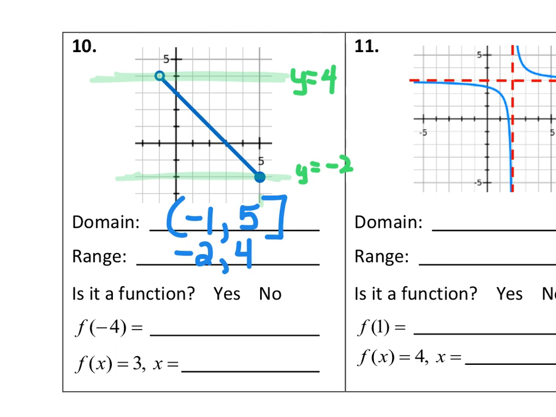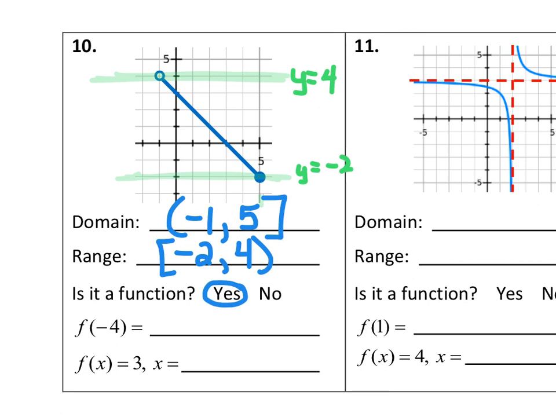And at the bottom, the -2, y equals -2, is going to have a square bracket because it's a closed circle. And at the top, where y is equal to 4, you're going to have round parentheses because it's an open circle. It is a function because it passes the vertical line test.